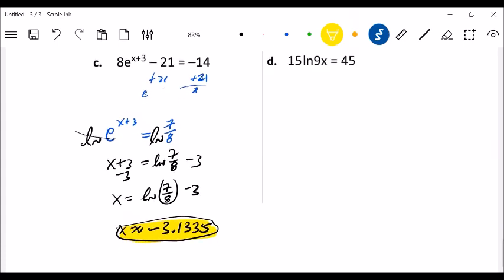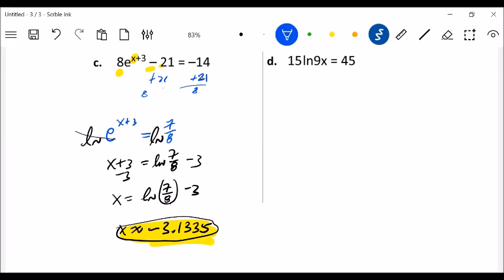And then you check that by putting it back in up here. About negative 3, so we get about e to the 0, or 1 rather. And that gives us 8 minus 21. So it's not quite negative 14. That's about negative 13. It's reasonably close. So you can tell that rounding affects that. If I had the exact number, we would get a lot closer to it.